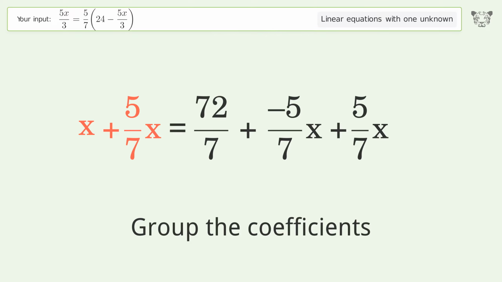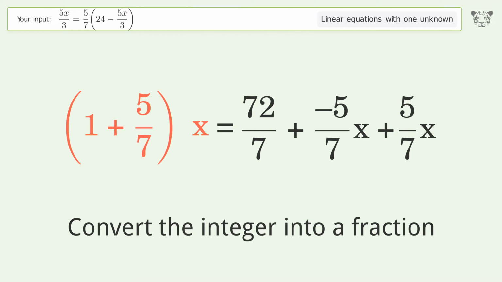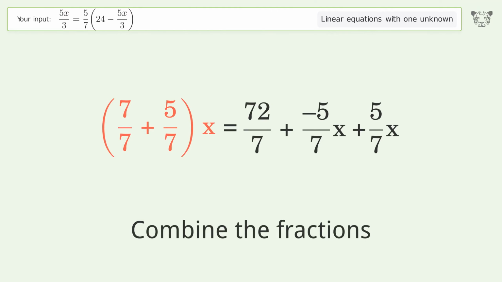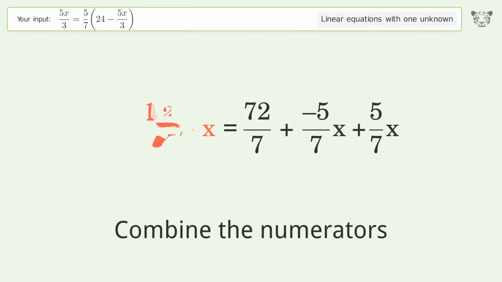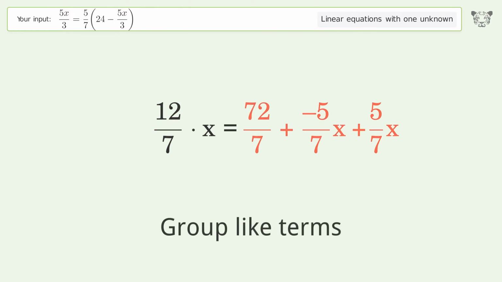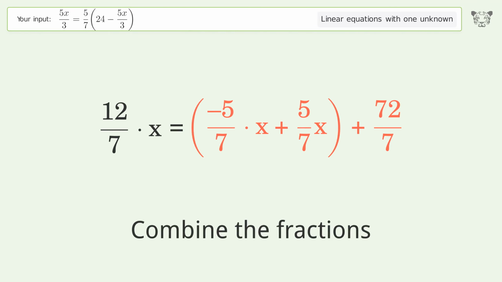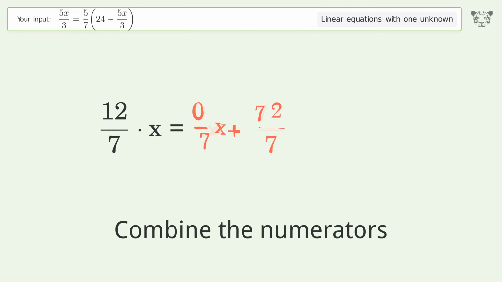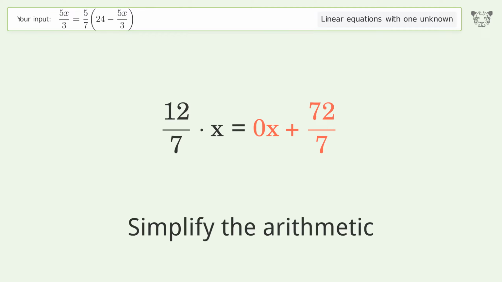Group the coefficients. Convert the integer into a fraction. Combine the fractions. Combine the numerators. Group like terms. Combine the fractions. Combine the numerators. Reduce the zero numerator. Simplify the arithmetic.